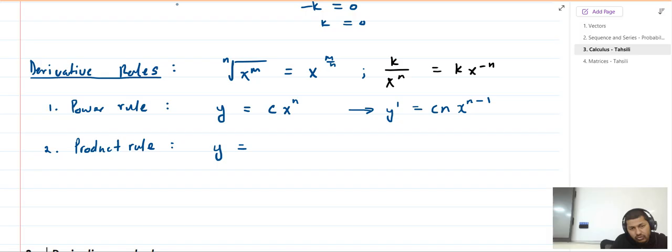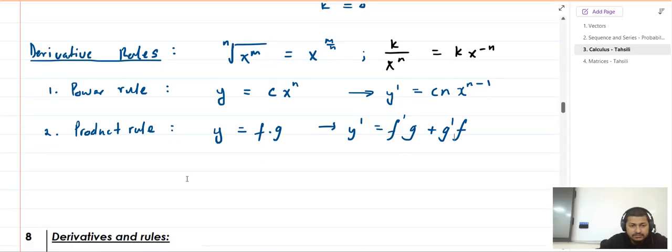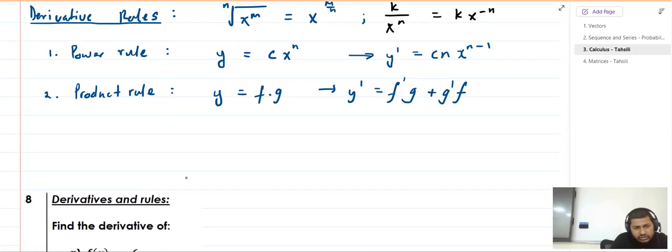The product rule says if I have y equals the product of two functions, f of x times g of x, so I'm just going to write f times g, then the product rule says differentiate the first, leave the second, plus differentiate the second and leave the first. Differentiation means derivative. Third one is the quotient rule.